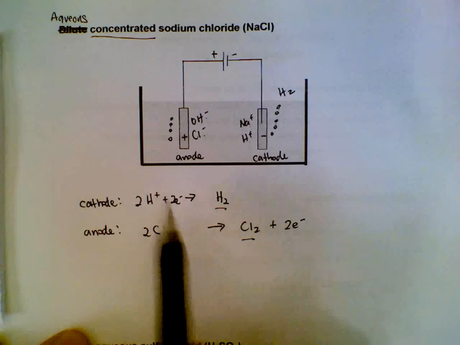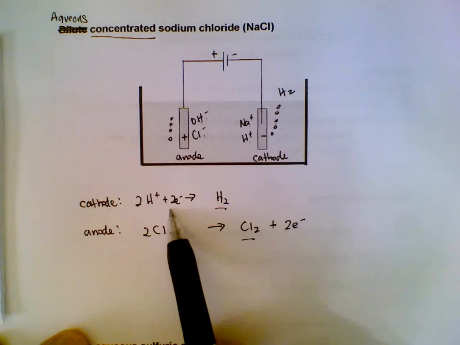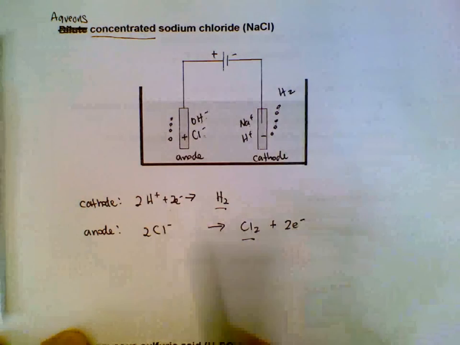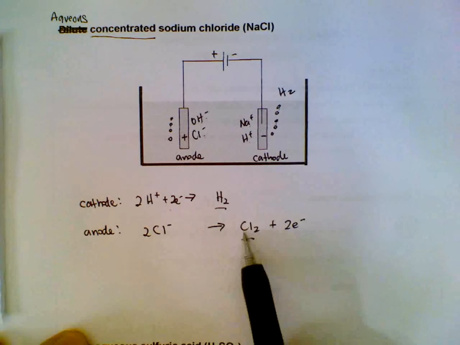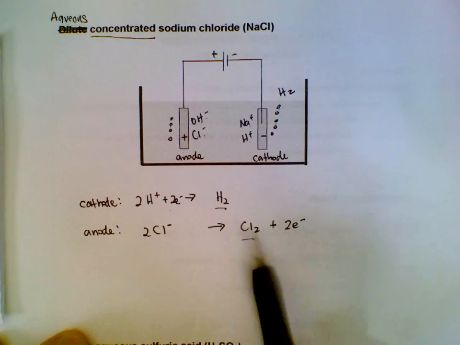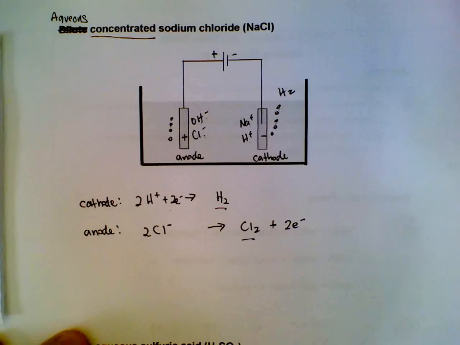What is the ratio for hydrogen gas versus chlorine gas? We can see that the electrons are the same, so we do not need to multiply by any factor. We can compare directly now. So 1 mole of hydrogen collected, we will also at the same time collect 1 mole of chlorine gas. So the volumes will be the same, ignoring the issue of some of the chlorine dissolving in the solution.